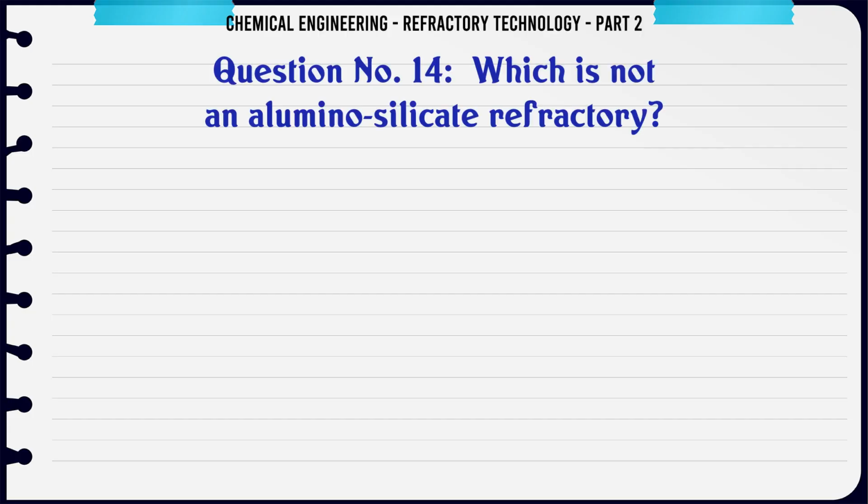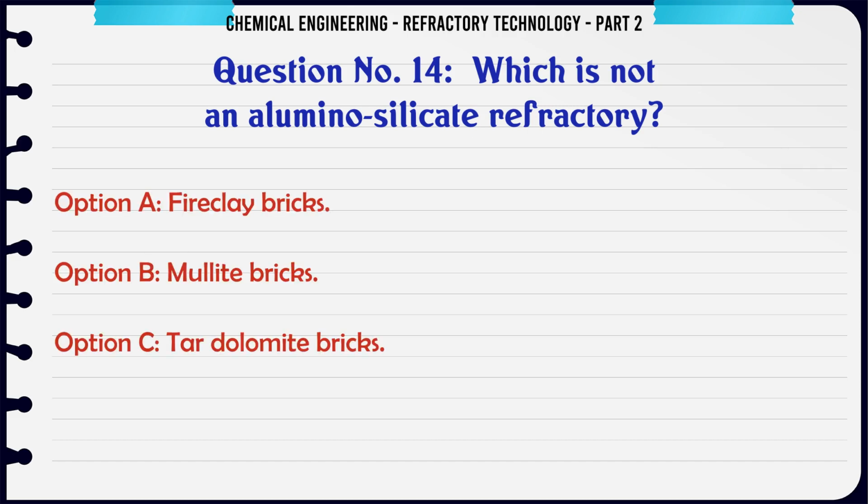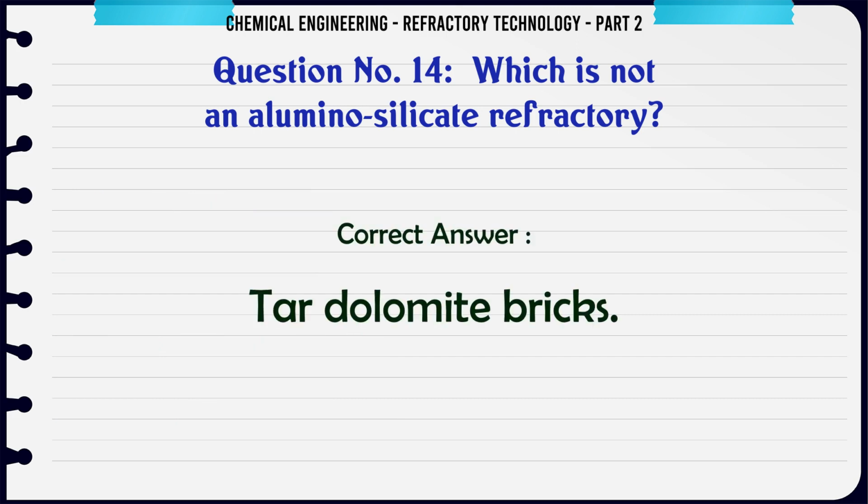Which is not an aluminosilicate refractory? A. Fireclay bricks. B. Malachite bricks. C. Tar dolomite bricks. D. High alumina bricks. The correct answer is tar dolomite bricks.